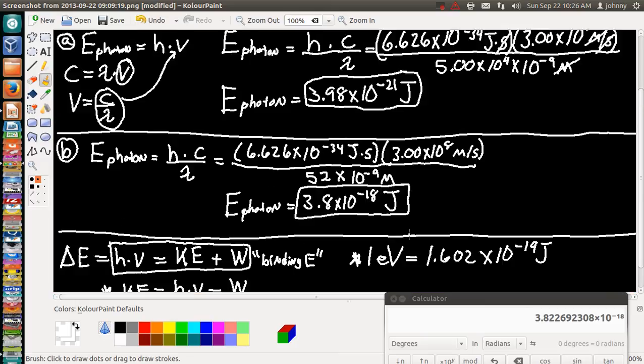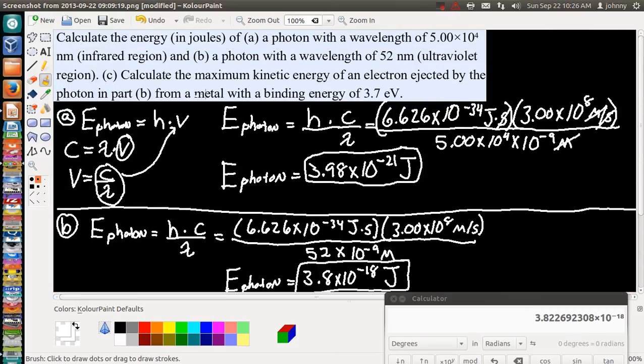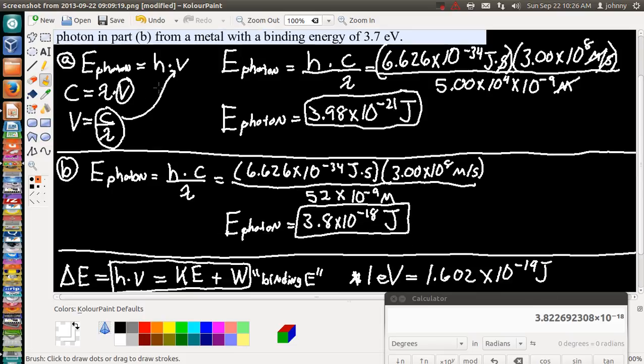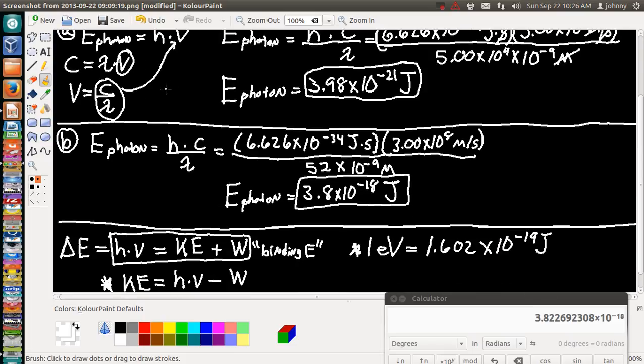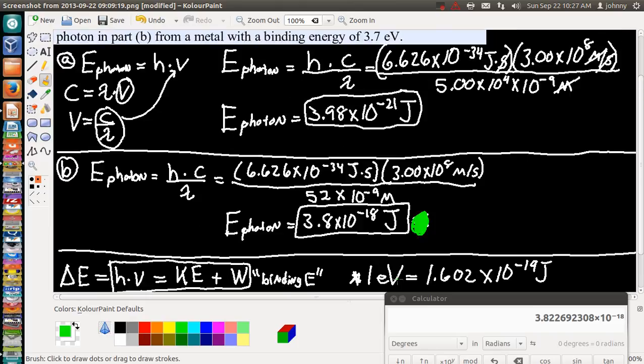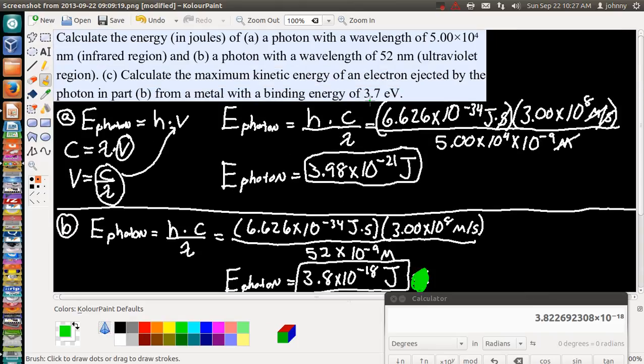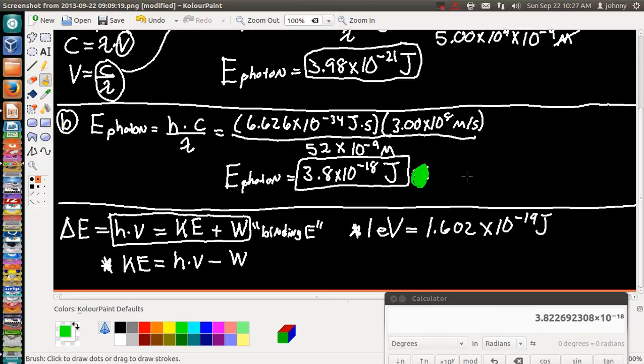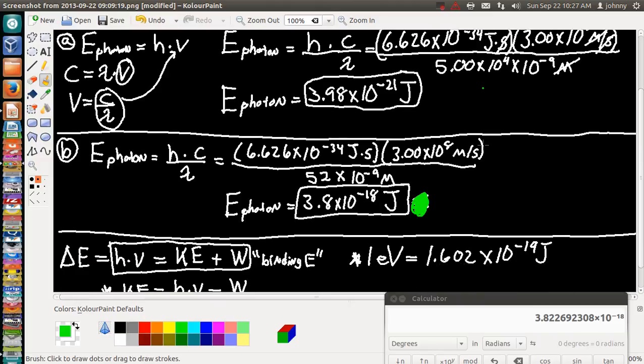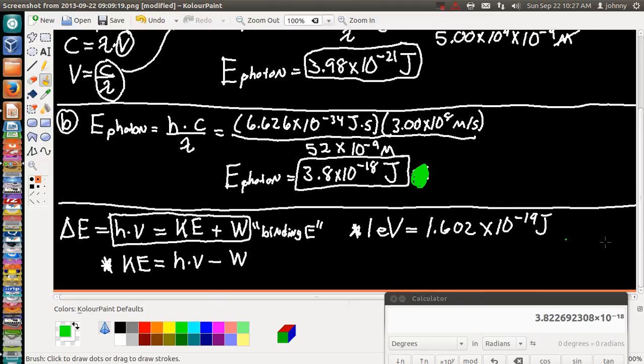Okay. Now, let's go back up here and look. They tell us that we're going to do this for the electron ejected by the photon in part B, so we're going to be using part B's answer, which is this. Let me put a green star by it so I can remember. That's our H times V part, and then we're going to use the binding energy. They told us the binding energy was 3.7 electron volts. So we're going to do some dimensional analysis first, because we need to convert 3.7 electron volts into joules, and we'll do that with this conversion factor here.